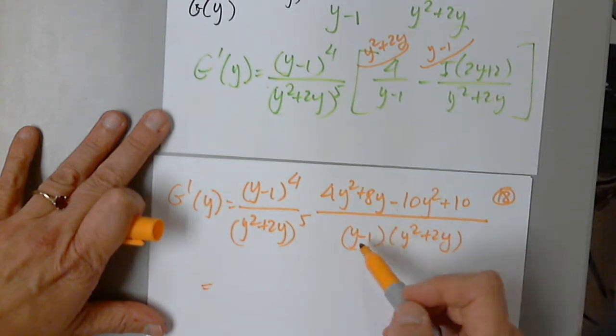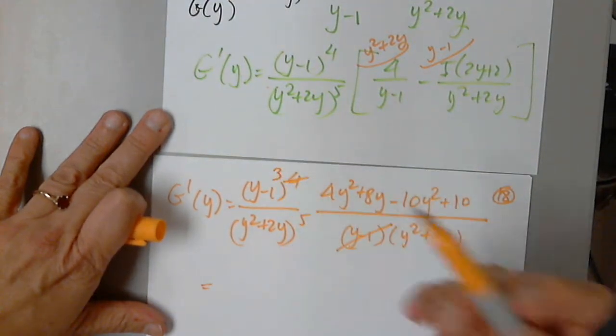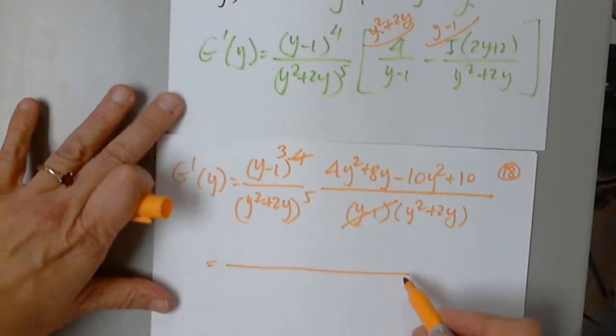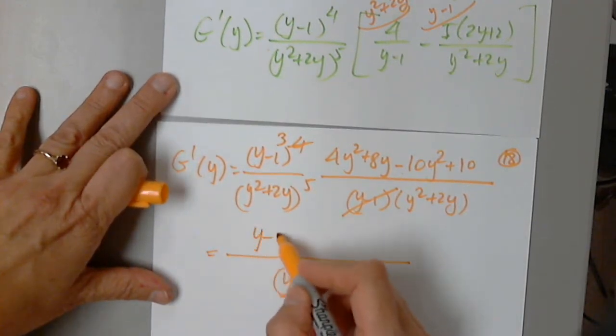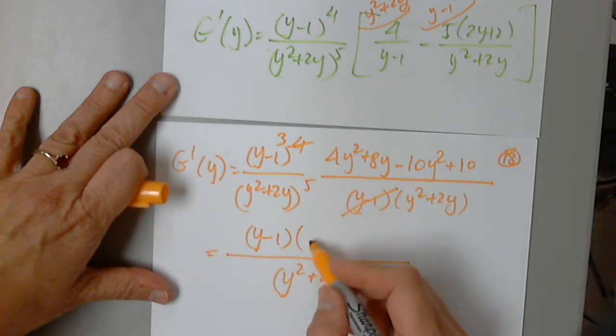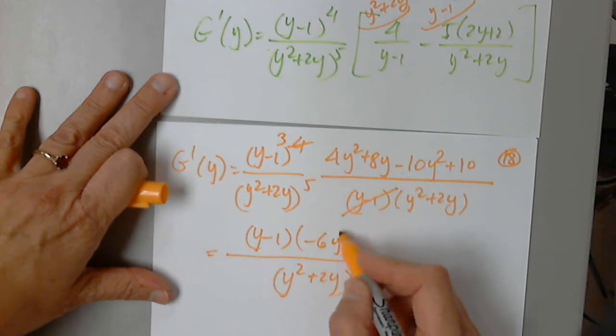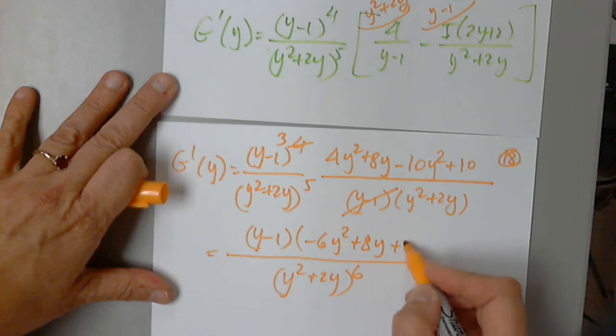And then we will simplify one of these. We have in the denominator exactly what we got before, to the 6th power. We have y minus 1, and in parentheses we still have the negative 6y squared plus 8y and plus 10.